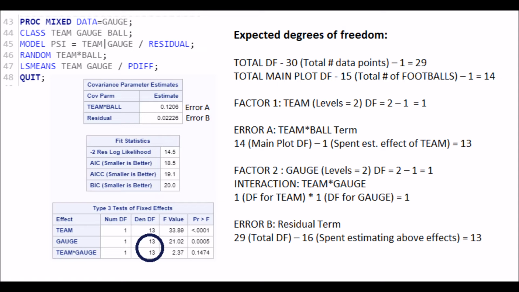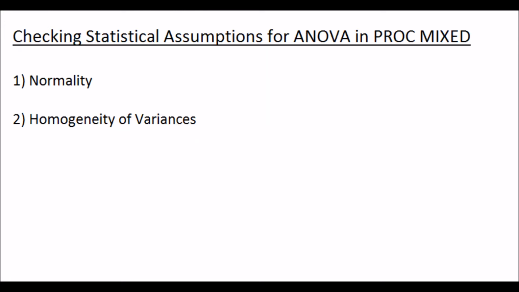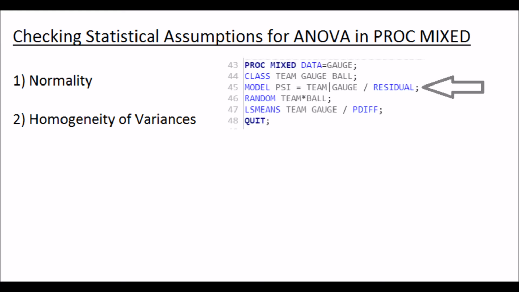Now that we know we are no longer committing the error of pseudo-replication, there are still a few other things we need to do before we interpret the rest of the output, and that is to check our statistical assumptions, specifically the normality and homogeneity of variances assumptions. This is done easily in proc mixed by adding the option residual to the model statement. Residuals are the differences between the observed values and their expected values based on the statistical model. We examine the assumptions on the residuals so that we can pool all of the data, otherwise our sample size would be too small to examine the assumptions.